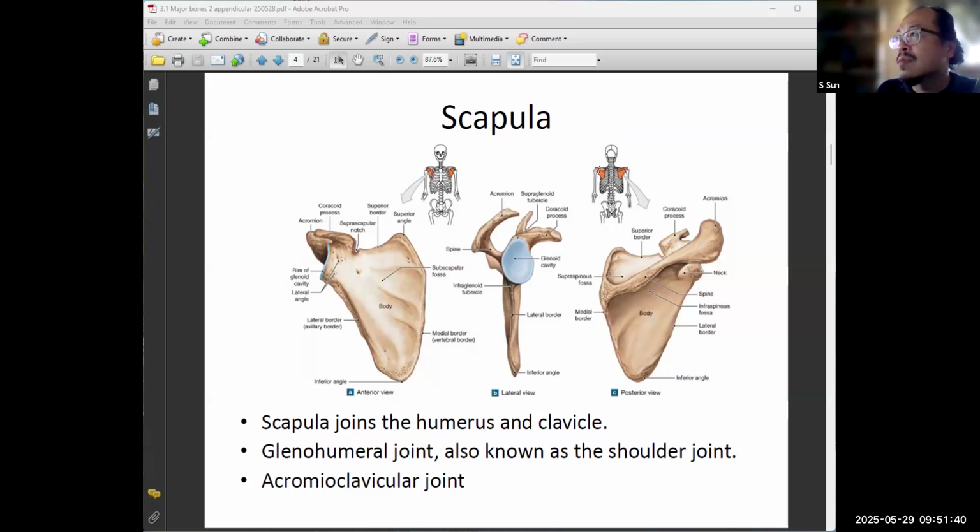How do you know which one is which? Because you see this place, right? This place is where your arm attaches, and this place is right here. So that's the lateral. The place where the arm attaches is called the glenoid cavity. So here is the glenoid cavity. Our humerus will connect to our scapula by attaching to this part.